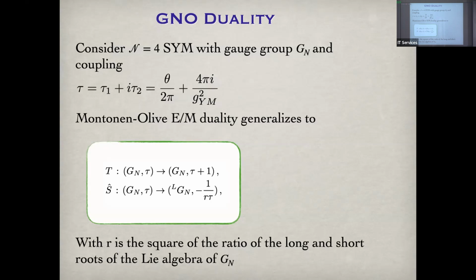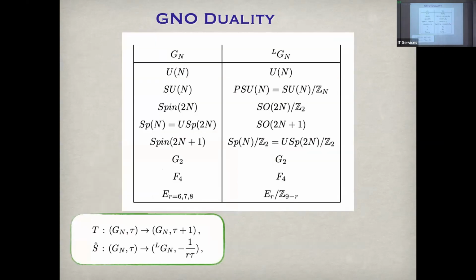However, I also expect to have a duality in which I give you the integral over a certain group G_N and coupling tau. You give me the integral over what is sometimes called the Langlands dual group LG_N and coupling constant minus 1 over r tau, where r is the square of the ratio between long and short roots of the algebra. Notice that in here, the integral is over the same Cartan. In here, I'm really giving you two different integrals. So this is the list of Langlands dualities.